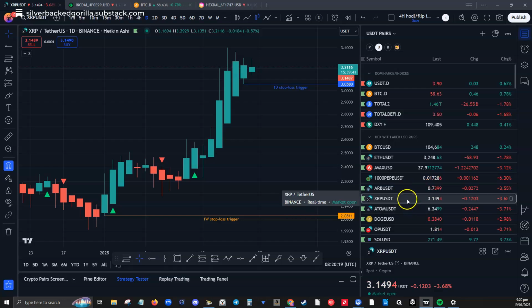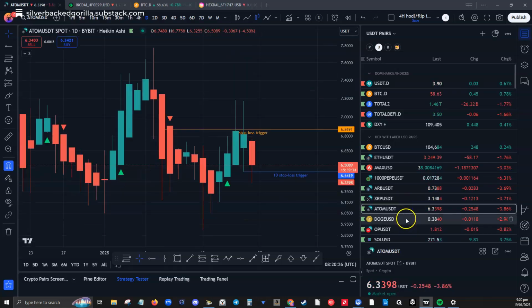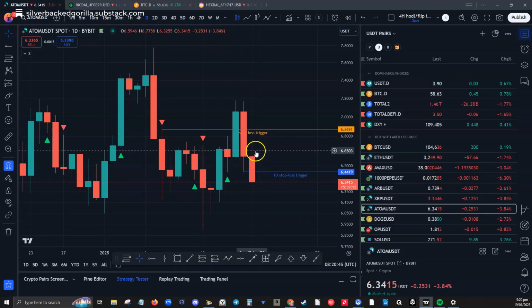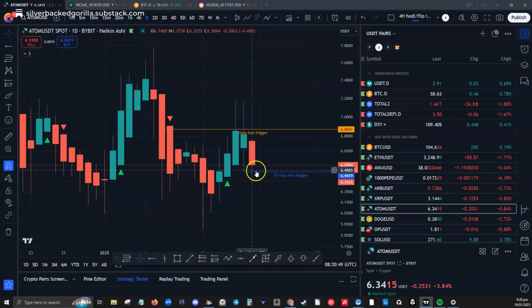So XRP is $3.05. Atom should be stopped out, so don't get in that if you're not already in it. The stop loss was down there, and it was moved up there 8 hours ago, so literally you should be stopped out of it. If you're not in it, I'll just do a bit of TA with you now. Don't get in because it's got a big wick up there. It's got a big fat red candle, so it's going to go down further. So if you're not in it, don't get in it. If you are in it, get out of it.